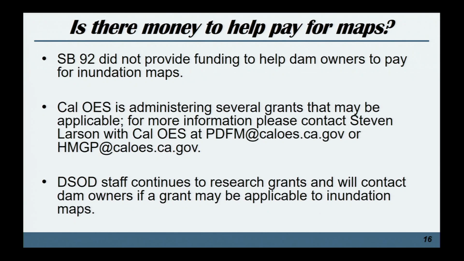So is there money to help pay for maps? SB 92 didn't provide funding to help owners pay for maps. Cal OES is administering some FEMA grants that may be applicable. For more information, you can contact them at these email addresses on the screen. I think probably it's also connected on Cal OES's website. And I'm expecting some questions on that later, so we can talk about that more during the Q&A panel. And then DSOD sent an email to owners, I believe in September, about some potential grant opportunities that we thought would be applicable. And so we'll continue to research grants as we hear of them and contact owners if we think it would be helpful.